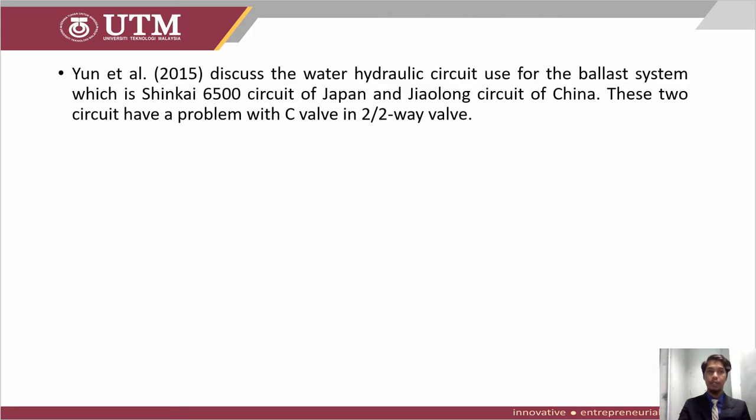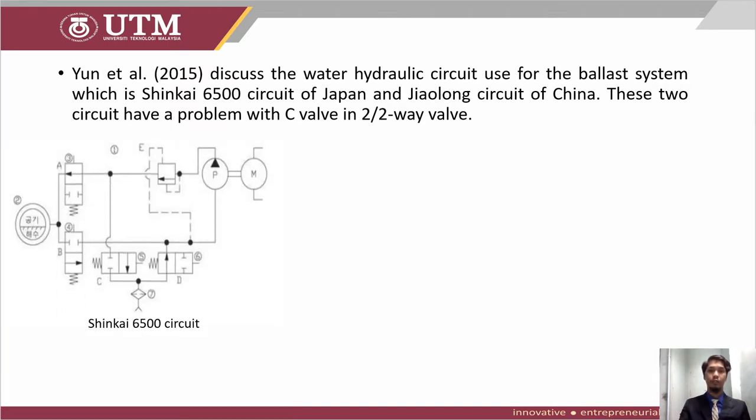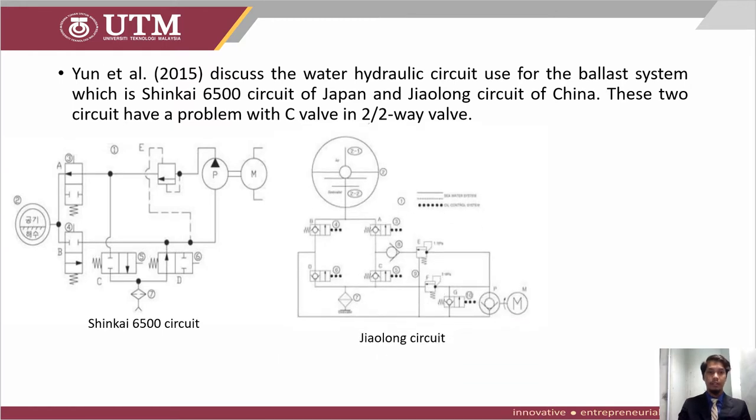Yun and others in 2015 discussed the water hydraulic circuit used for the ballast system of Shinkai 6500 of Japan and Jiaolong of China. These two circuits have a problem with the seal valve in the two-way two-position valve, as we can see from this picture. The 2/2 valve is not suitable because the back pressure is always greater than the ballast tank pressure, so an extra force such as a solenoid is required to switch the 2/2 valve, and additional energy is consumed.